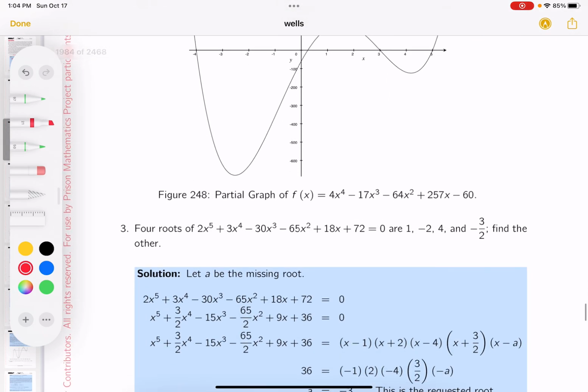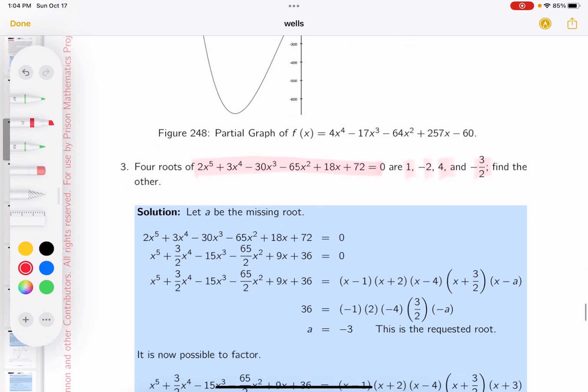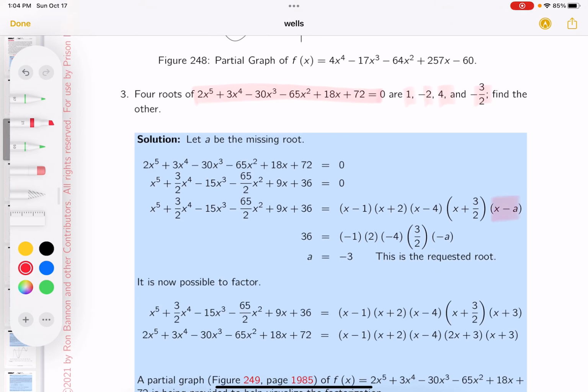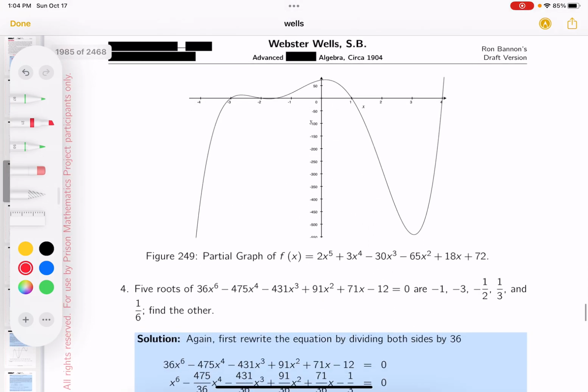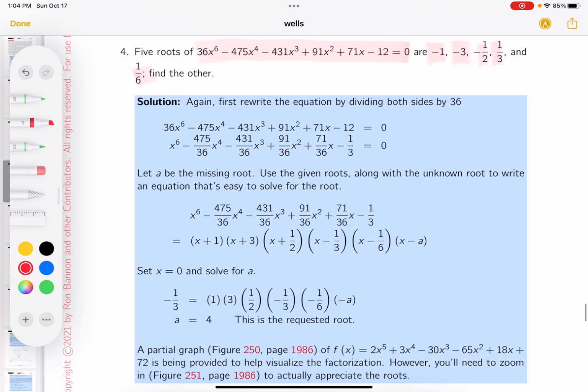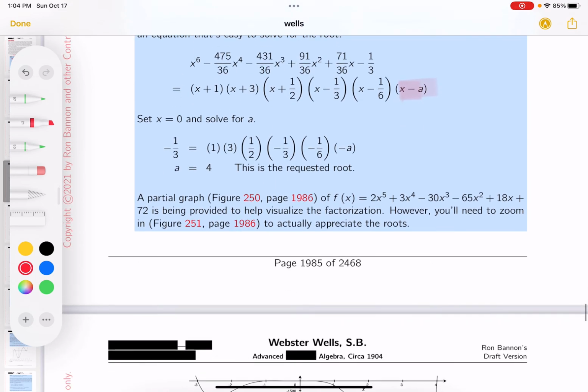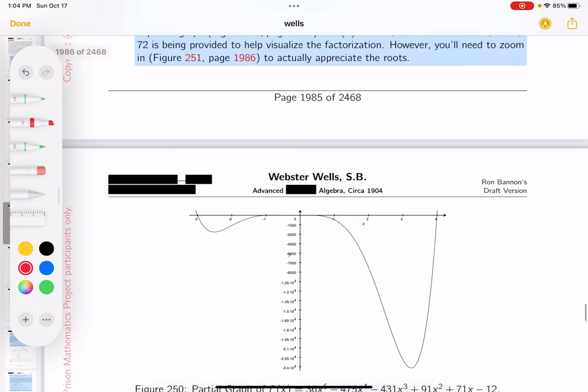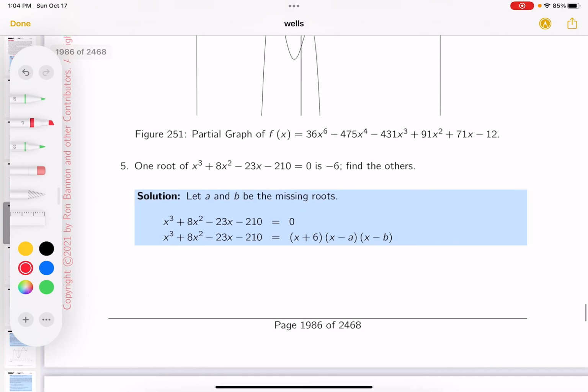This one over here, it's 5th degree. They give me 1, 2, 3, 4. There's only one missing root. That's fairly easy to do. All right, fairly easy to do. All right, this one over here, it's a 6th degree. They give me 1, 2, 3, 4. Fairly easy to do. There's only one missing factor, and that's written down for you. All right, so that's written down, and I go through the work on that one as well.